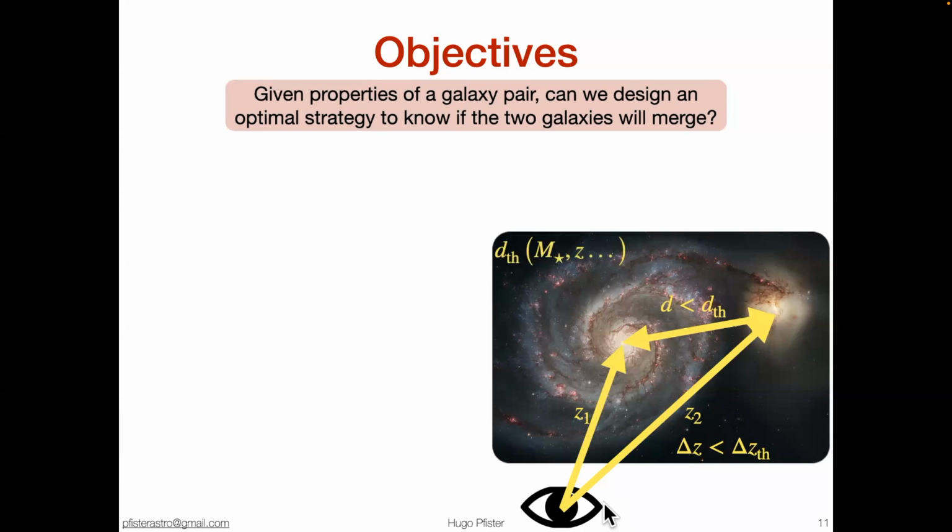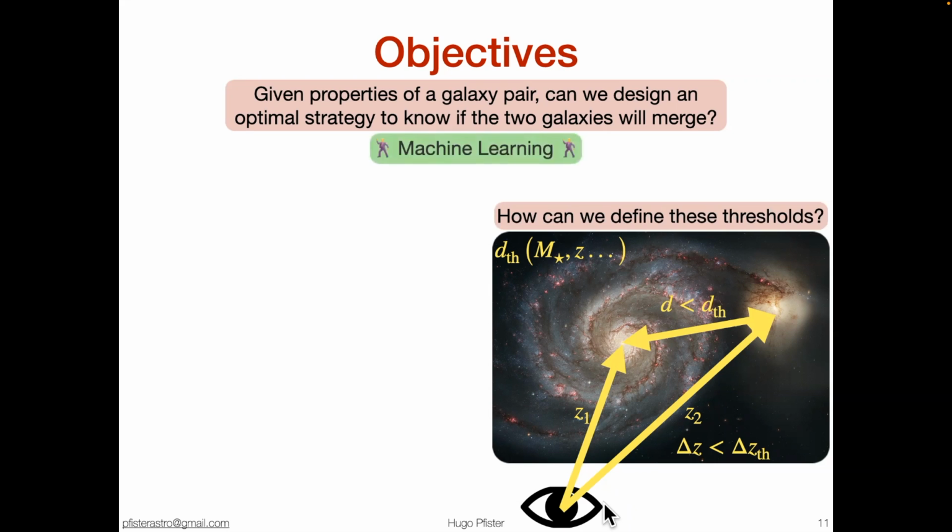And maybe you are assuming that if these quantities are smaller than some threshold, and the threshold may depend on the mass of the galaxies or other quantities, then these galaxies will merge. The question is, what is the best threshold? What is the optimal threshold? And of course, you want to say we can actually measure them with machine learning. We can try to design an algorithm. I mean, the algorithm will be very simple, and we have to optimize to find what are the best thresholds. And this is where machine learning fits in this project.